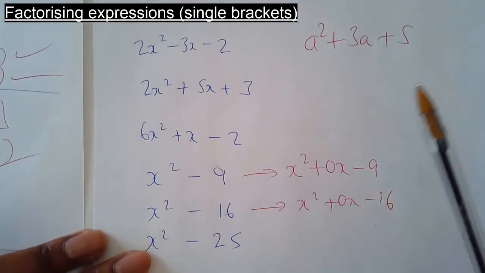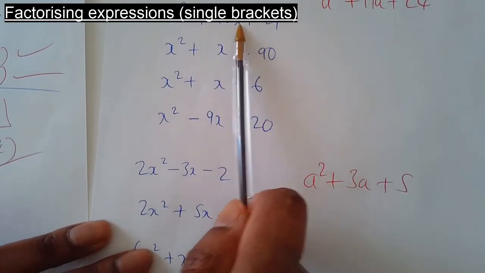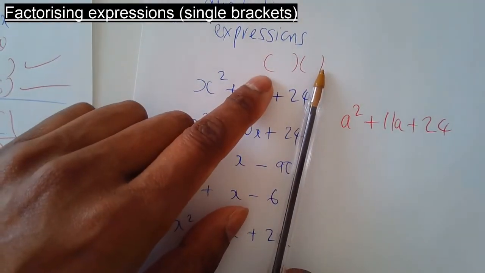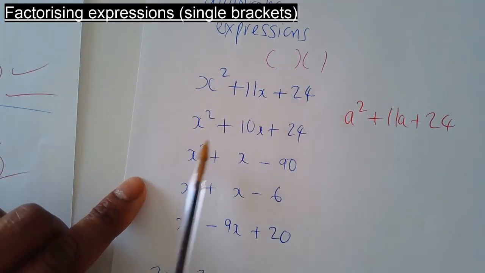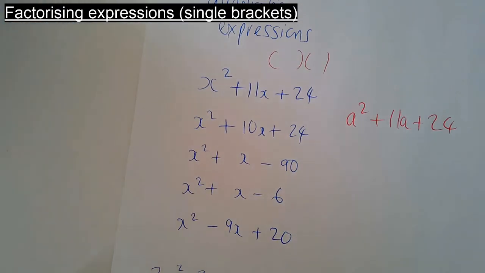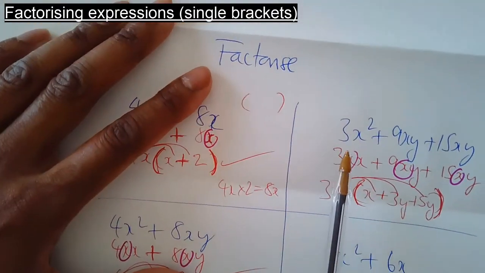So all of these, when you're asked to factorize these, it has to be double brackets. If it doesn't look like this, then it's going to be single brackets.